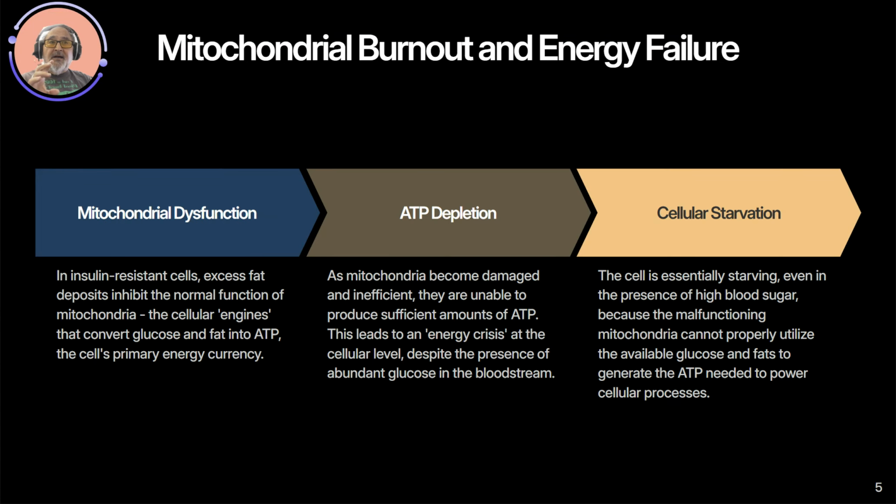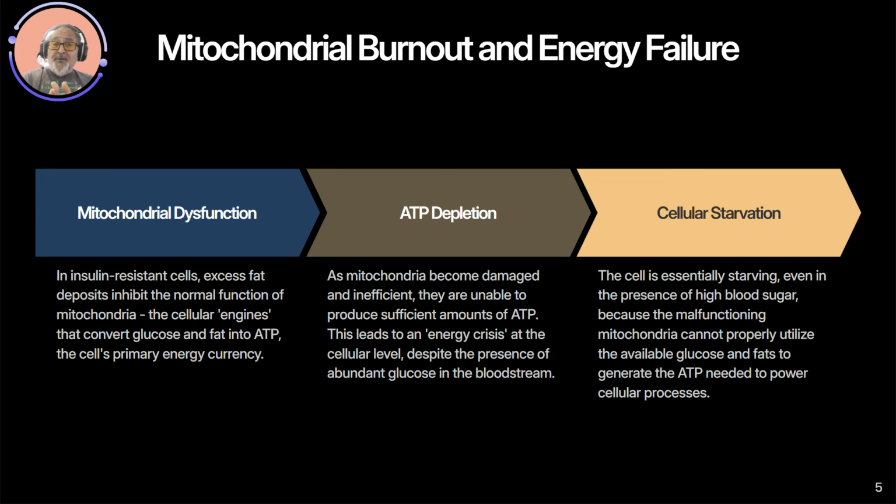Three, you have mitochondrial burnout and energy failure. Healthy mitochondria are like tiny engines converting glucose and fat into ATP. But in metabolic dysfunction, mitochondria shrink and malfunction. They can't produce enough ATP. The muscle can't burn fat or store glycogen effectively. This leads to a paradox: you have a tank full of fuel, but a broken engine.